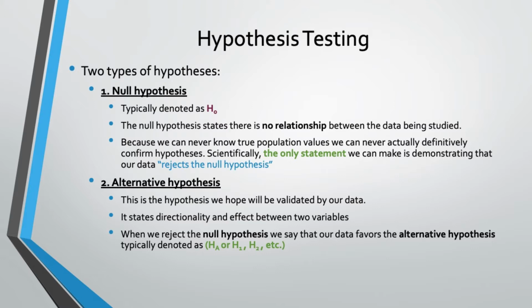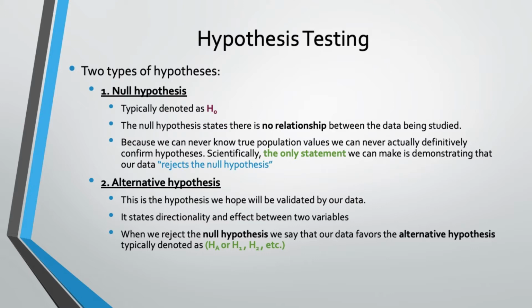On the other hand, we have alternative hypotheses, and this is what you have the most experience with in this class. These are the hypotheses that we hope will be validated by our data. They state directionality, an effect, and relationship between two variables. So when we reject the null hypothesis, we say that our data favors the alternative hypothesis. This can be denoted in a variety of ways: HA, H1, H2. I generally prefer listing your hypotheses with H1 and H2, but it is up to you.